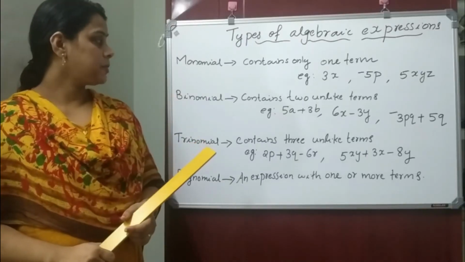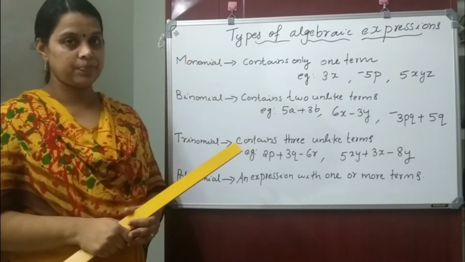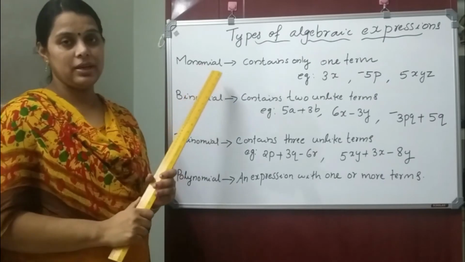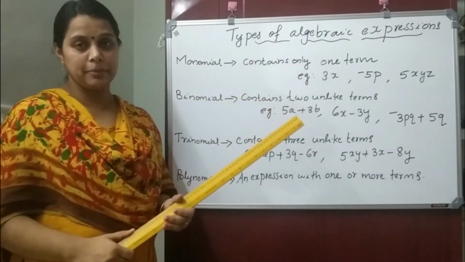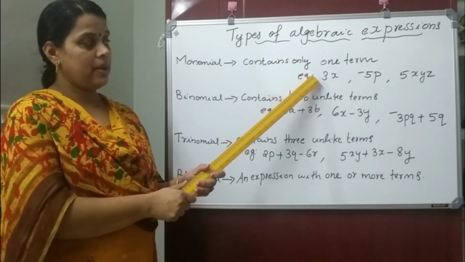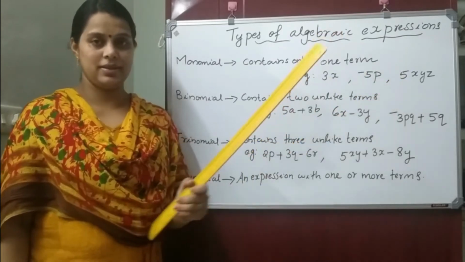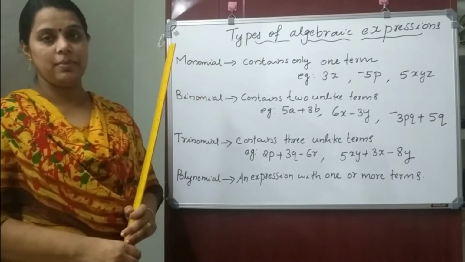An algebraic expression can be classified on the basis of the number of terms. The first one is monomial. What is a monomial? An expression that contains only one term. Examples like 3x, minus 5b, 5xyz. Only one term. It's called a monomial.